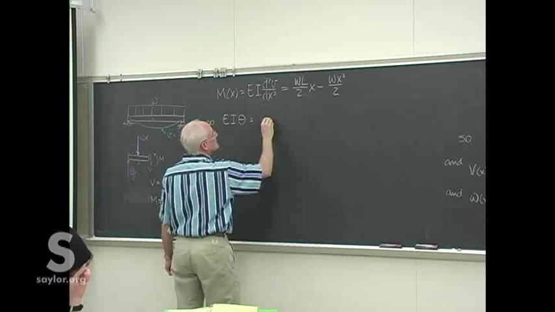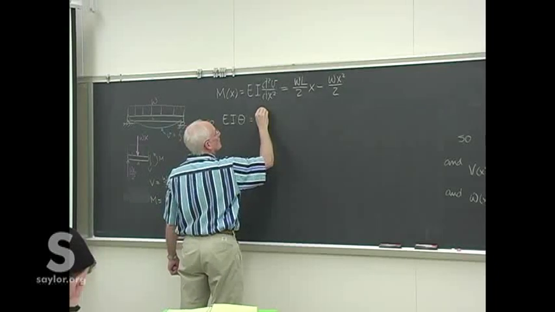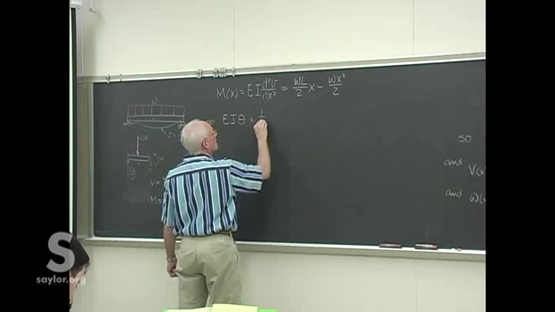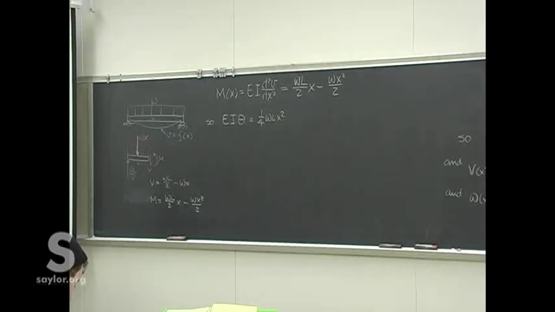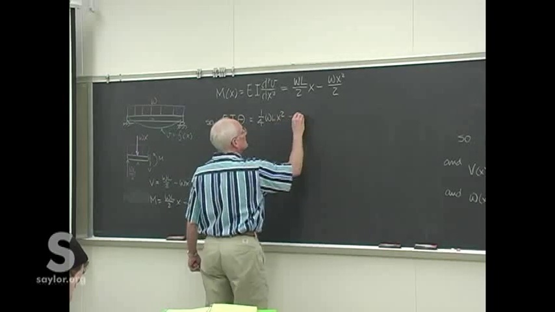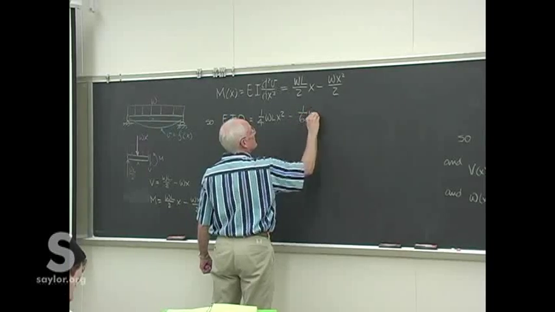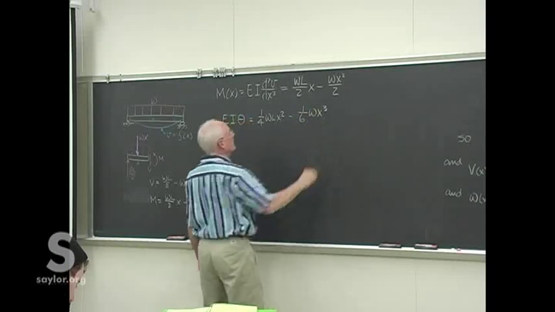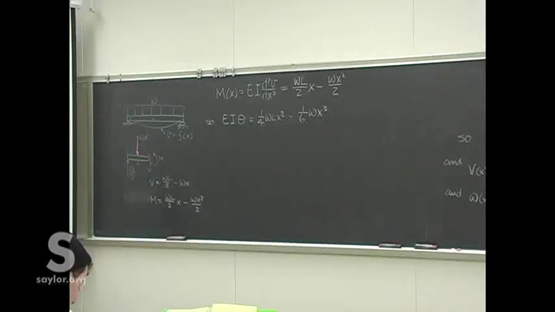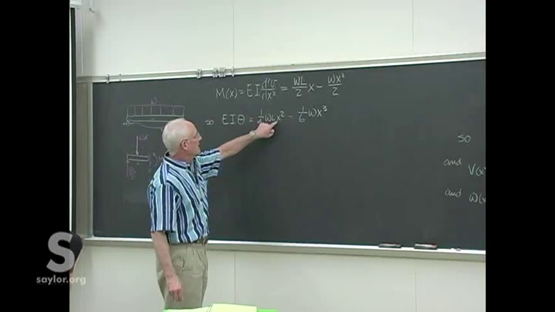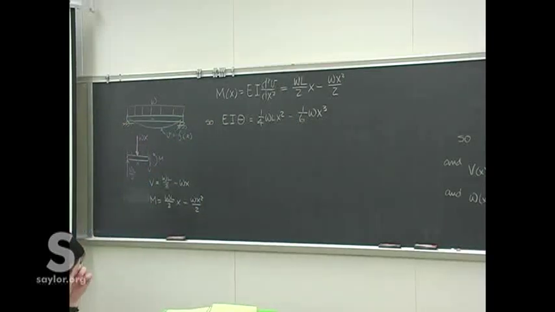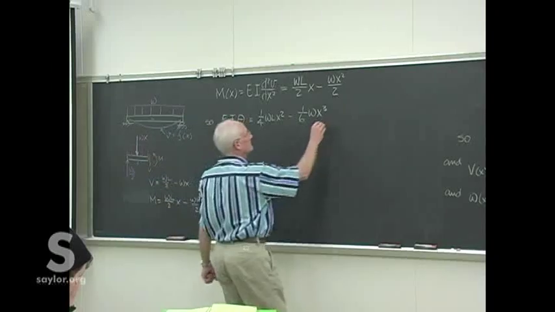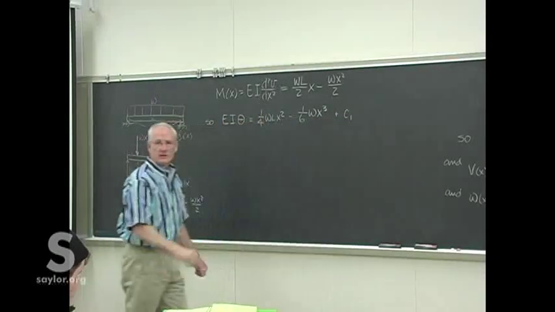So we integrate this once, so this is 1 over 4 WLx squared minus 1 over 6 Wx cubed. And remember, every one of these little pieces should have the same dimensions. So it's load, length cubed, load, length cubed. So it's got to be every place we go along. Plus a constant of integration.